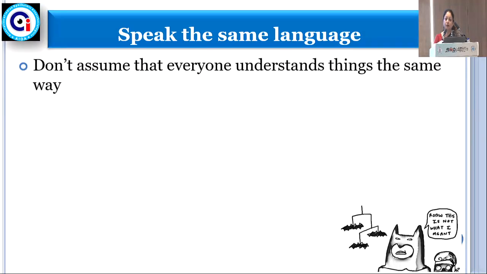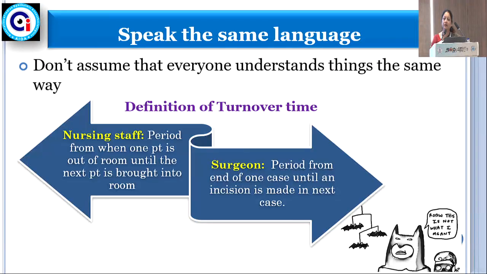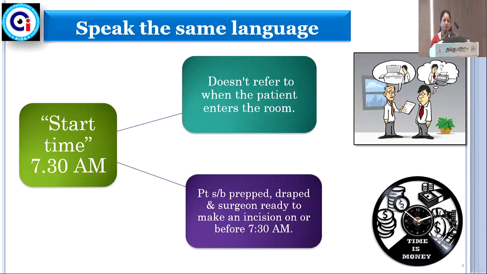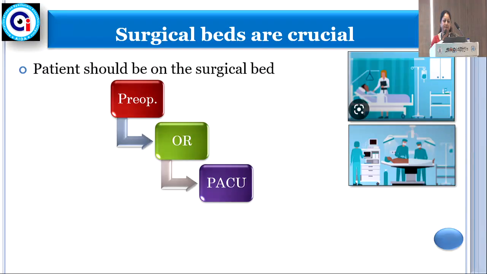So don't assume that everybody speaks the same language. It is important that everybody understands the same language, because for the nursing staff, the definition of turnover time is the period from when one patient is out of the room until the next patient is brought into the room. But for the surgeon, it is the period from the end of one case until the incision is made in the next case. So a starting time of 7:30 a.m. doesn't refer to the patient coming to the OT. It is the time when the surgeon makes the incision.